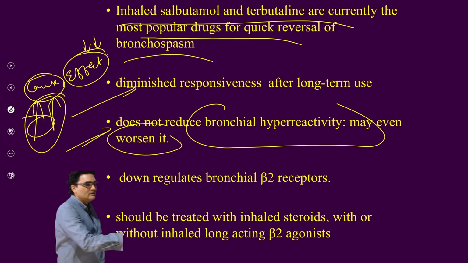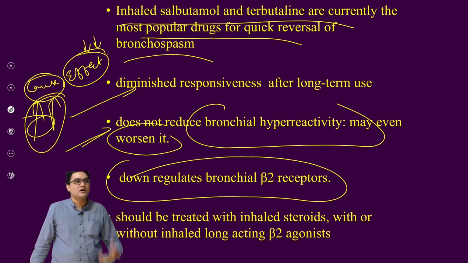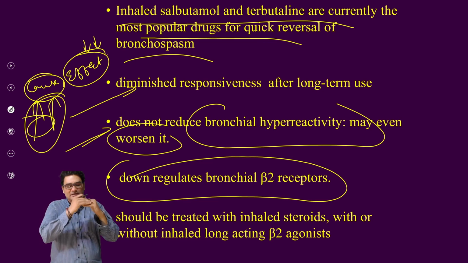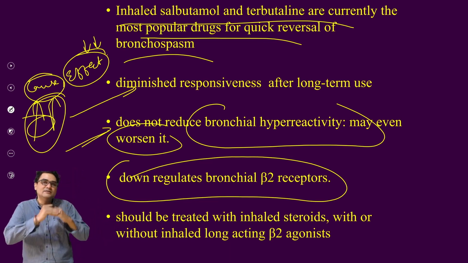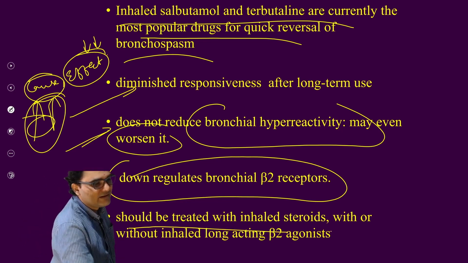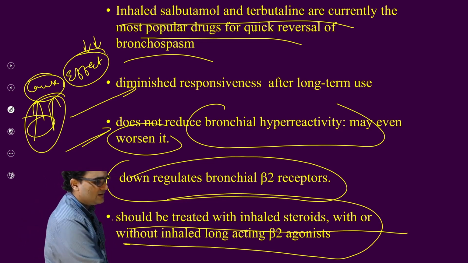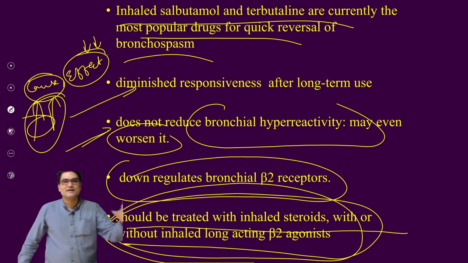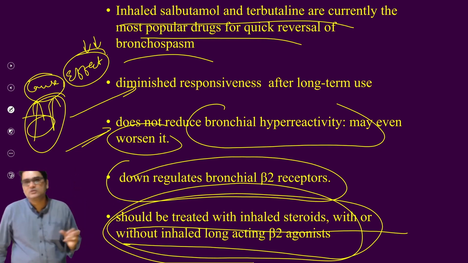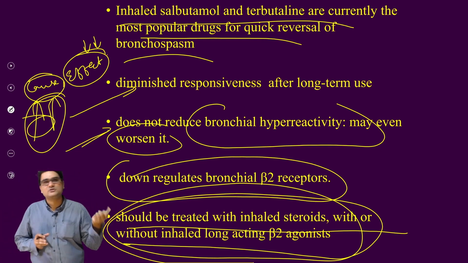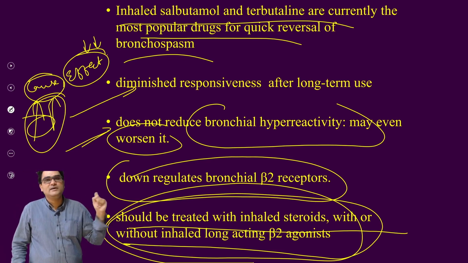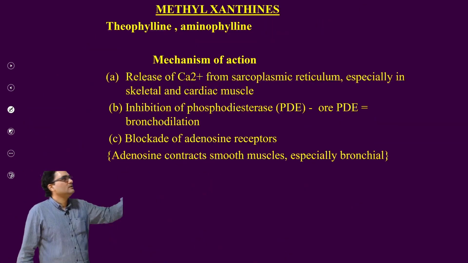Okay. There is down regulation of beta 2 receptors. How do these drugs act? They act on beta 2 receptors, and over a period of time these beta 2 receptors become less responsive, or down regulation of these receptors takes place. So it should be treated with inhaled steroid, with or without inhaled long acting beta agonist. This is the standard protocol. A single beta agonist drug can be given in acute cases or mild episodes, but when it gradually progresses, it is not at all advised to give only beta agonist. You should always add steroid to it.